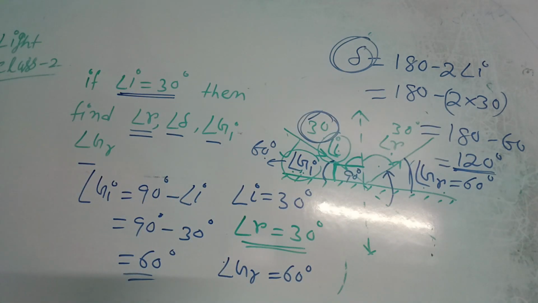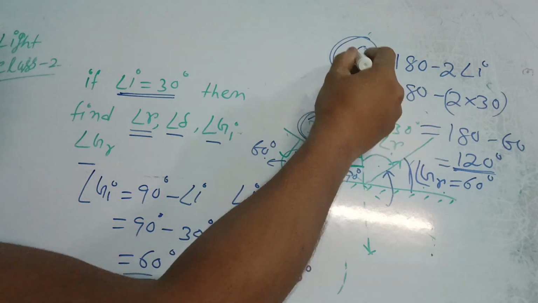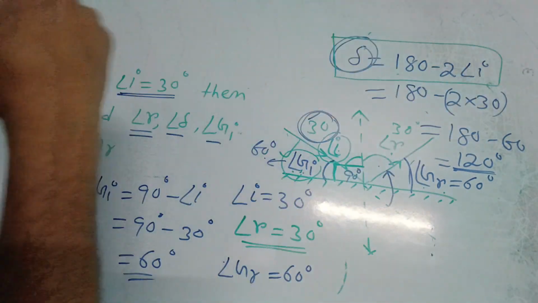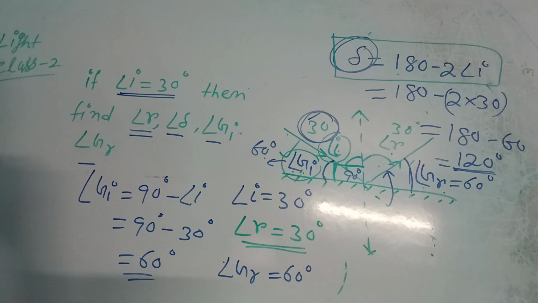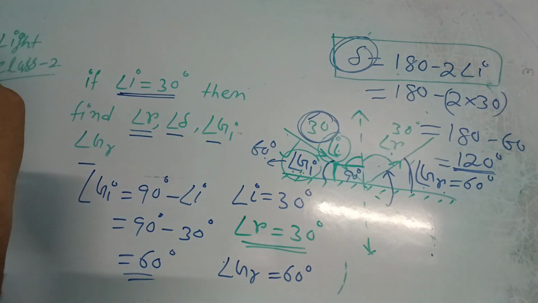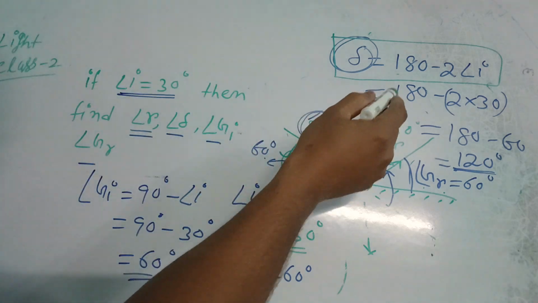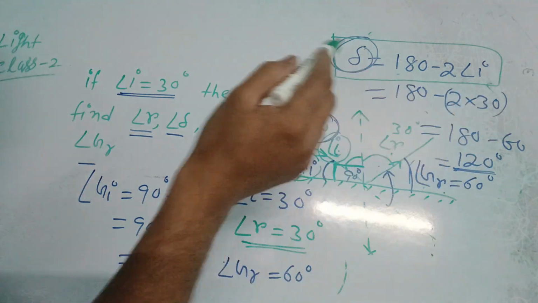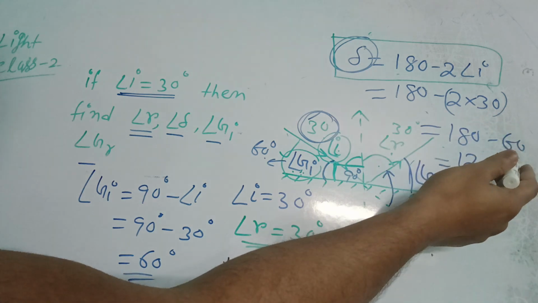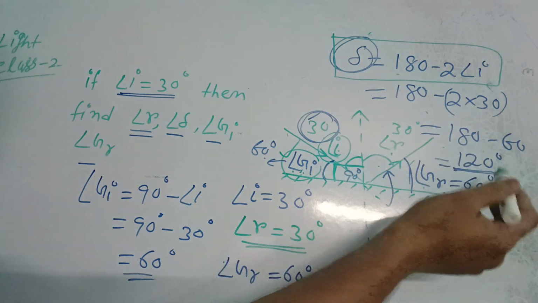So how to find the value of delta? We know the formula for delta is 180 minus twice I, or 180 minus twice R. I and R are the same. So here 180 minus 2 into 30 degrees; 2 into 30 is 60, and it would be 120 degrees.